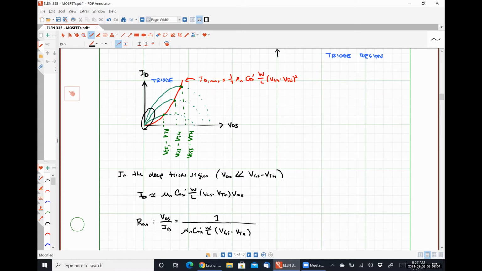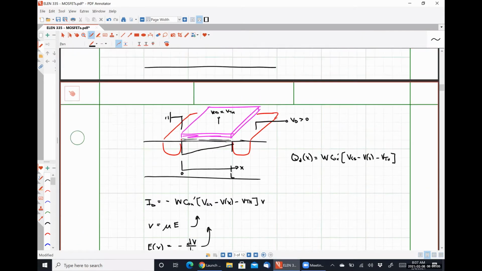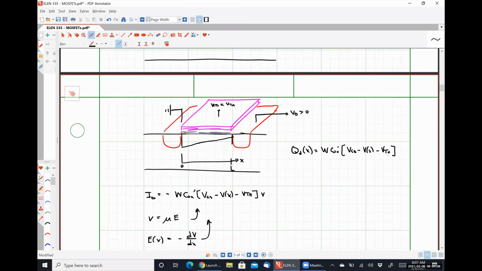So we have talked about what's happened. Let's go back up to our picture here, okay? So we have VD greater than 0, but less than the quantity VGS minus VTH in this top picture. So what do you think is going to happen when VDS is exactly equal to VGS minus VTH, or our overdrive voltage? What's going to happen to this charge density profile?